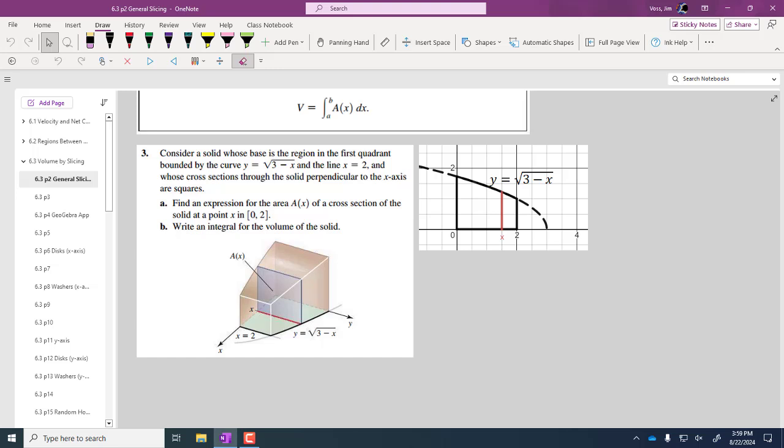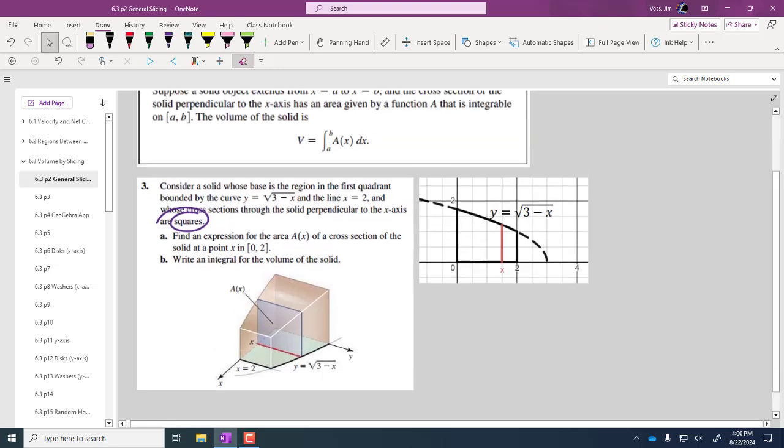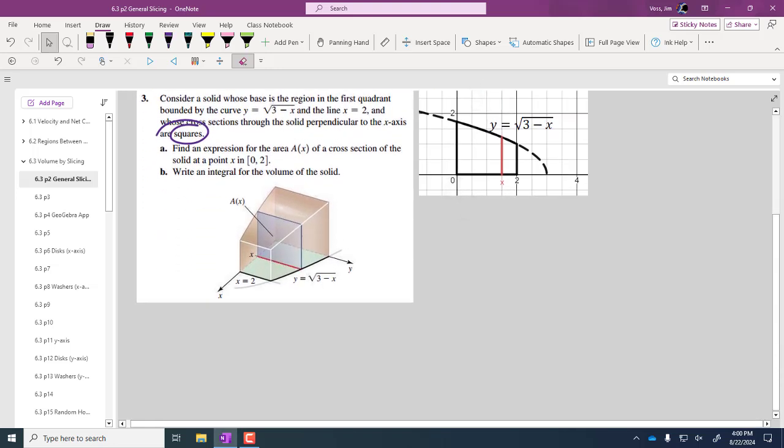So we have a solid whose base is the region in the first quadrant bounded by those two curves, and whose cross sections are squares. They tell us they're squares. So what I did over here was draw the two boundary curves. Here is the square root of 3 minus x. Here's x equals 2. They said also just look in quadrant 1. And so the shaded region right here, that right there is the base.